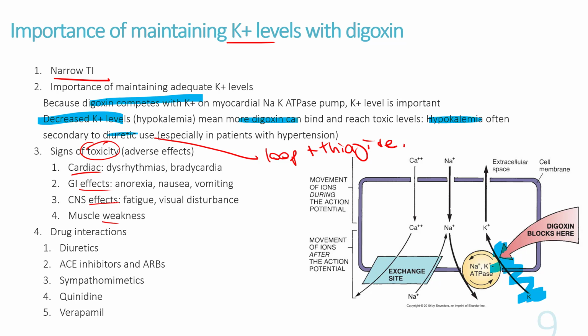And then with the drug interactions, you can see over here, diuretics for that same reason, ACE inhibitors and ARBs, sympathomimetics, quinidine, because quinidine affects the QT interval, and verapamil, because verapamil is a calcium channel blocker, right? So basically it reverses the effect of digoxin.